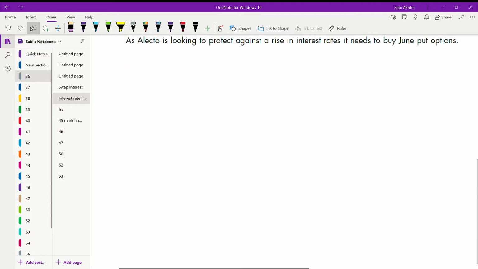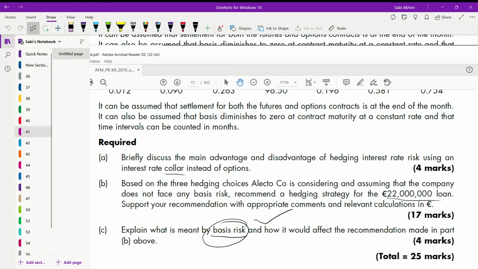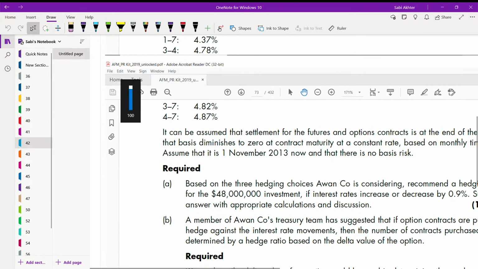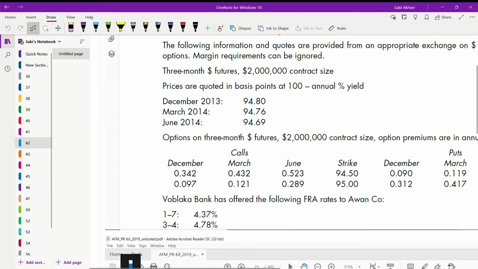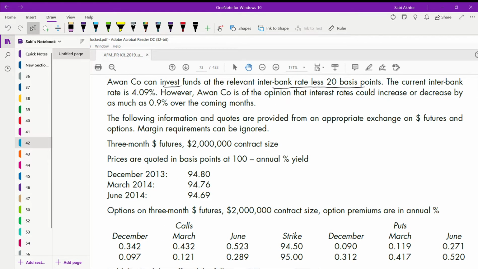Option on future I'm not going to discuss, I've already explained. So now let's go to 41. 41 we have covered. Now starting with 42. If you see 42 here, same question. Interbank less 20 basis points, you invest funds at this LIBOR minus 20 basis points, similar. And this is the rate. Increase or decrease by this amount, so it is the same.